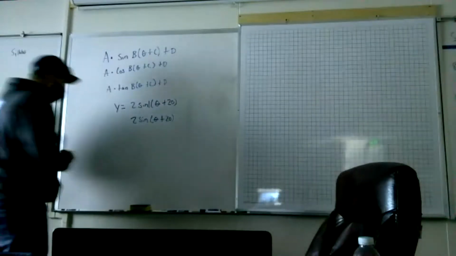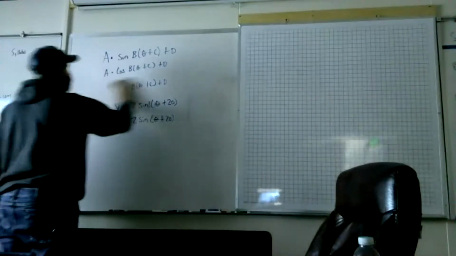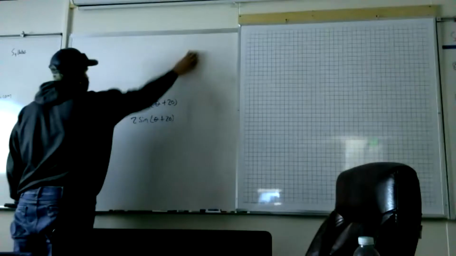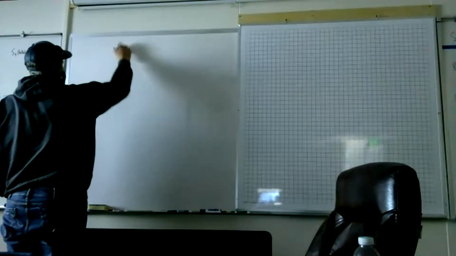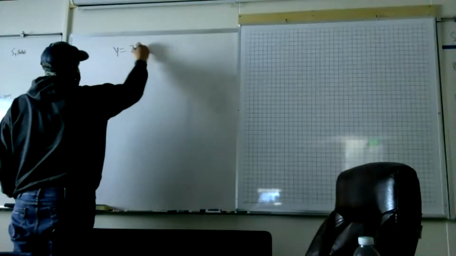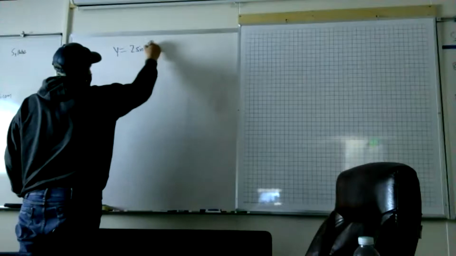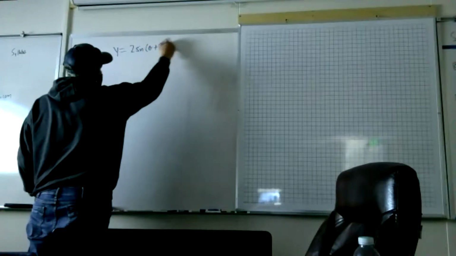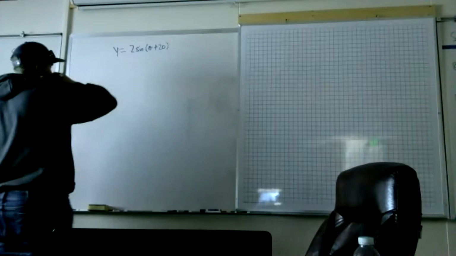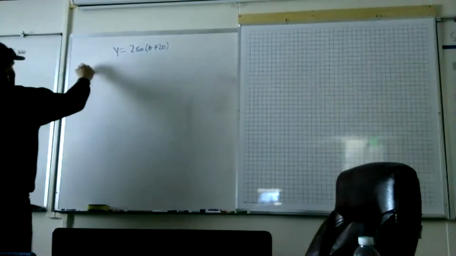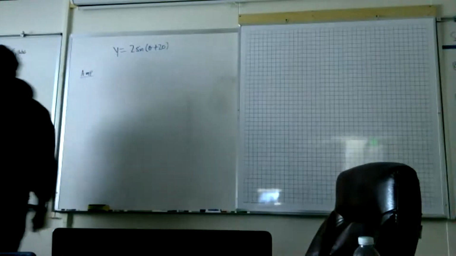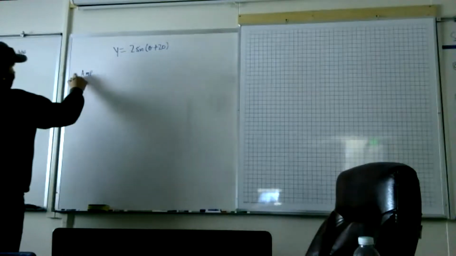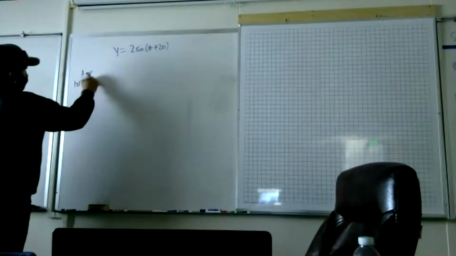After I've distributed and rewritten my equation, I can go into considering the amplitude and all that. So 2 sine of theta plus 20 is what it is after I distributed. The amplitude still comes from the absolute value of a. So this is the absolute value of 2, which is just equal to 2.